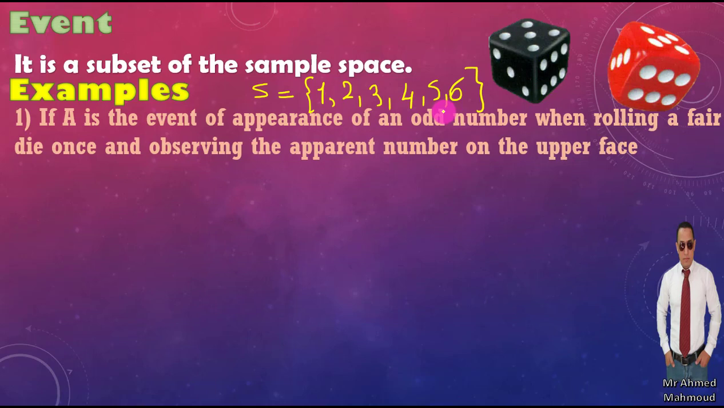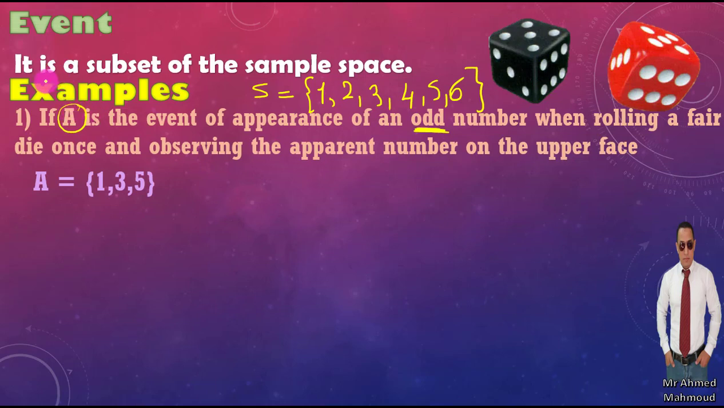But the event will ask you about a condition from this sample space. For example, in this example, he asked me about the odd numbers, and he calls the event A. So A equals what? A equals the odd numbers here. The odd numbers are 1, 3, and 5. So A equals 1, 3, and 5. By looking carefully, A equals 1, 3, and 5, and 1, 3, and 5 is a subset of the sample space.